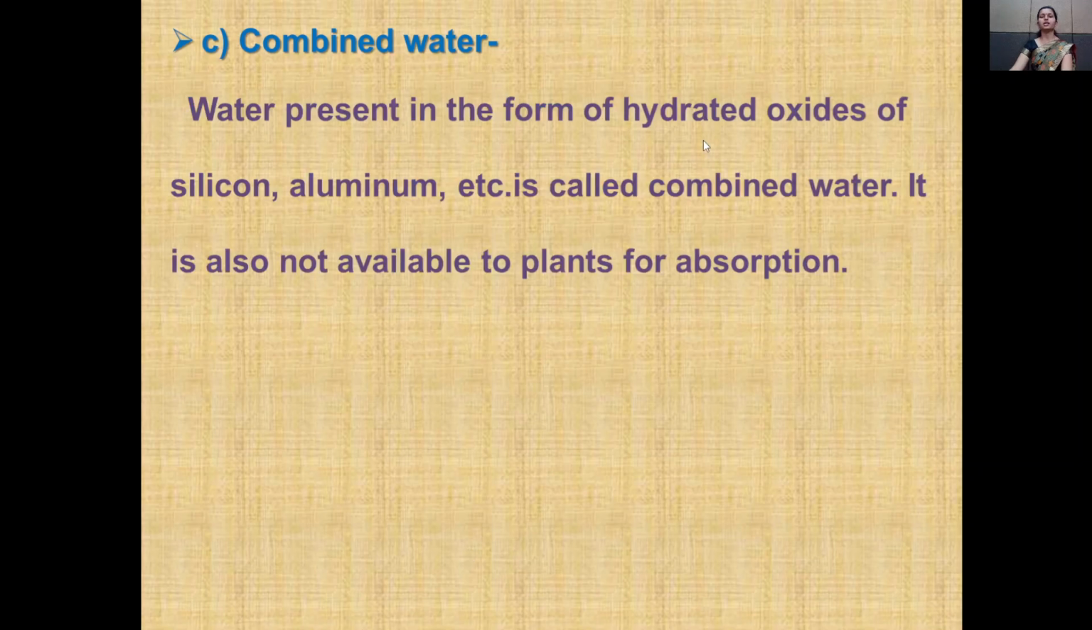Next, the third water is combined water. Water is present in the form of hydrated oxides of silicon, aluminum, etc. It is called combined water, and it is also not available to plants for absorption. This water is also not available for absorption to the plant body.